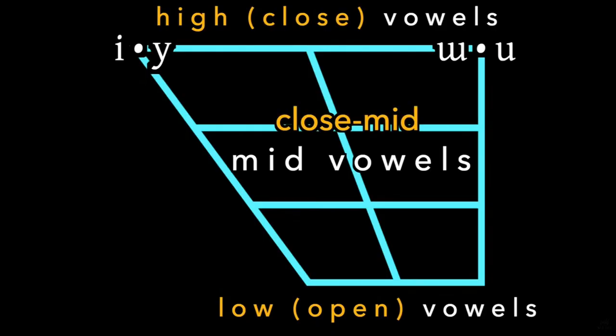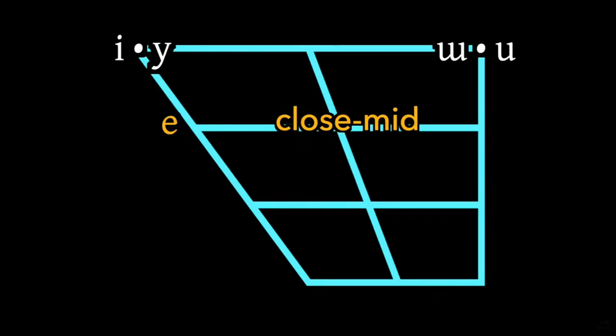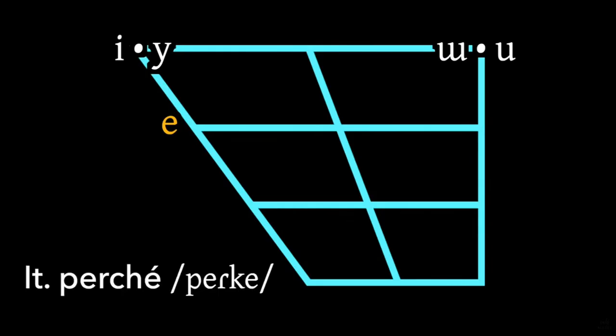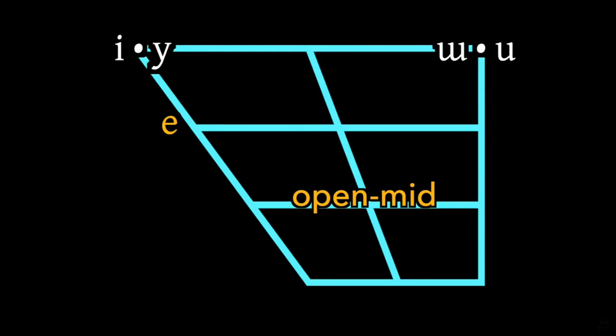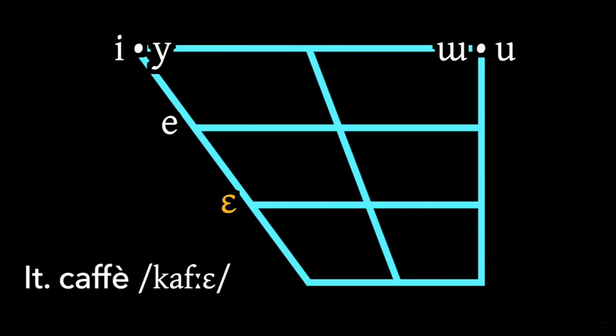The close mid front unrounded vowel is i, and this is a vowel that occurs in Italian and French, for example, and it can be heard in the Italian word perché, why. The next line down is called open mid. An open mid front unrounded vowel is e, and this also occurs in Italian. It occurs in English most of the time too. So, for example, the Italian word caffè, coffee.